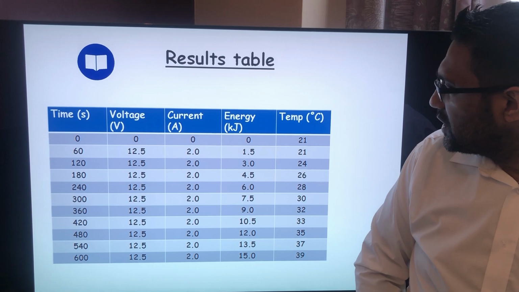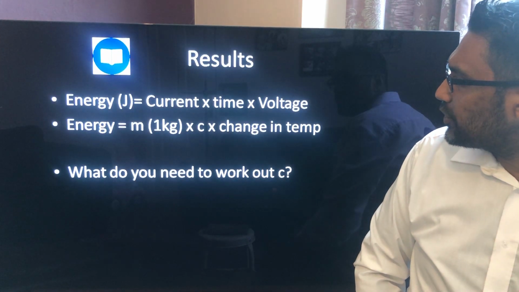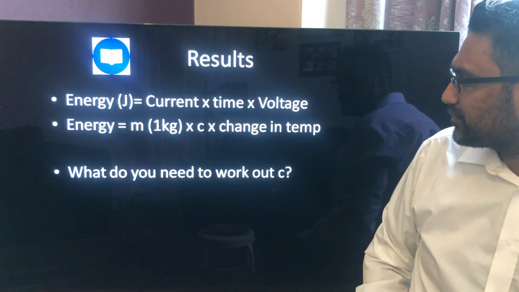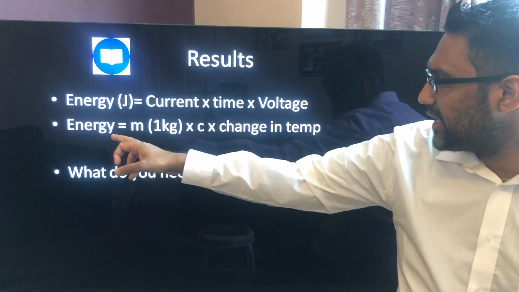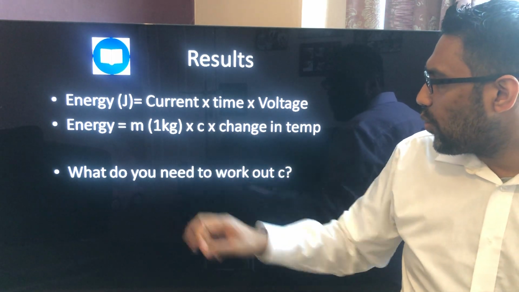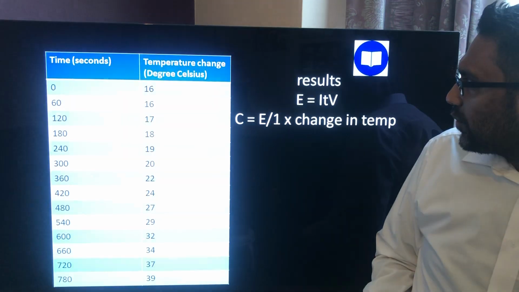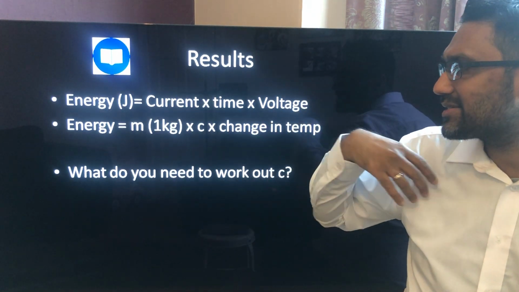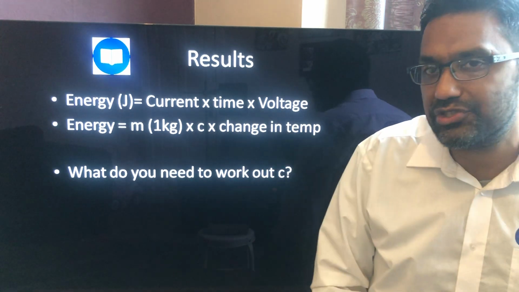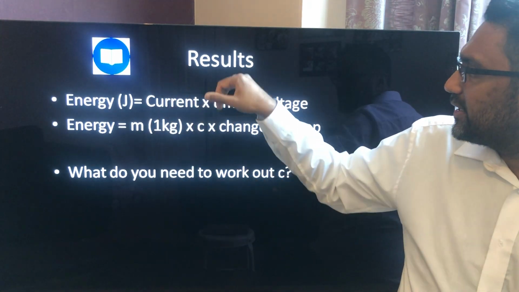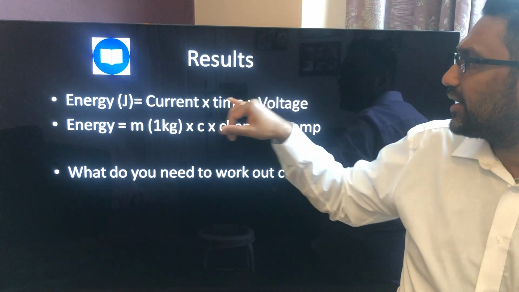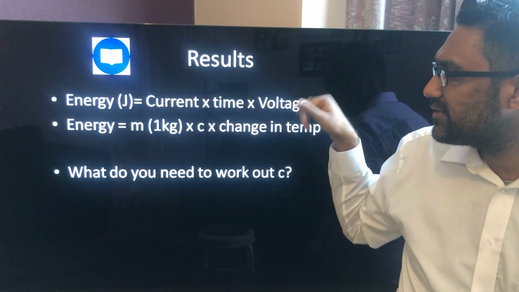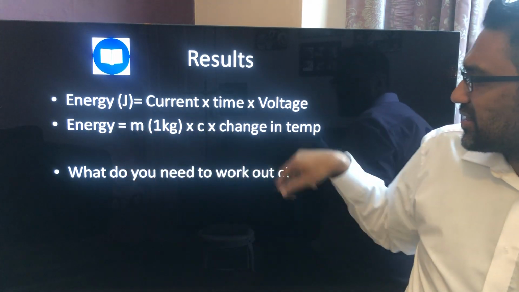Okay, so you end up with your results. You need to get the energy, you do the current times time times the voltage. You multiply those 3 numbers together, because E equals mc theta. So how do I work out c? Well, remember, to get the energy, you'll learn more about it when you do your electricity topic, but the current letter is I, time is T, the voltage is V. I remember it as ITV, like the TV channel. So E equals ITV. Energy E equals mc theta.